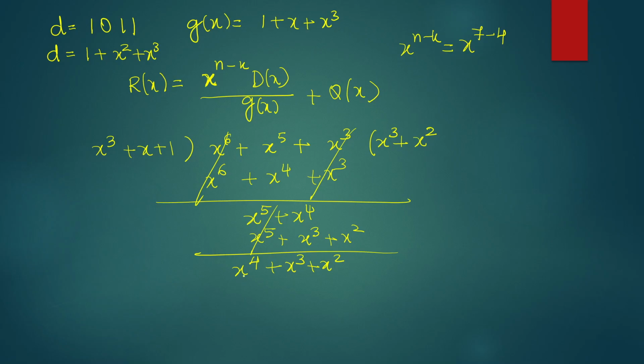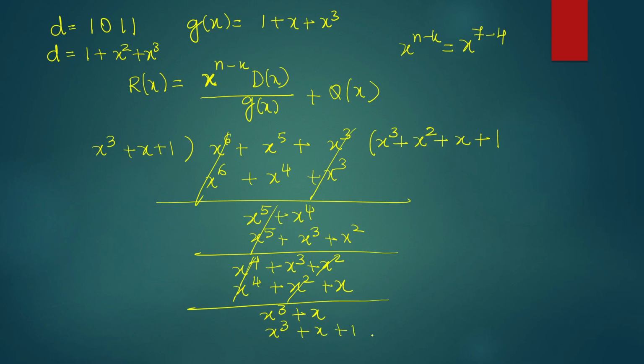Now still the power of the remainder is greater than the divisor, so we have to continue with the division process. X power 4 plus x square plus x. So we'll be left with x cube plus x. So I'll use plus 1. So it is x cube plus x plus 1. So I'm left with 1 as the remainder. So what is meant by 1 as the remainder?